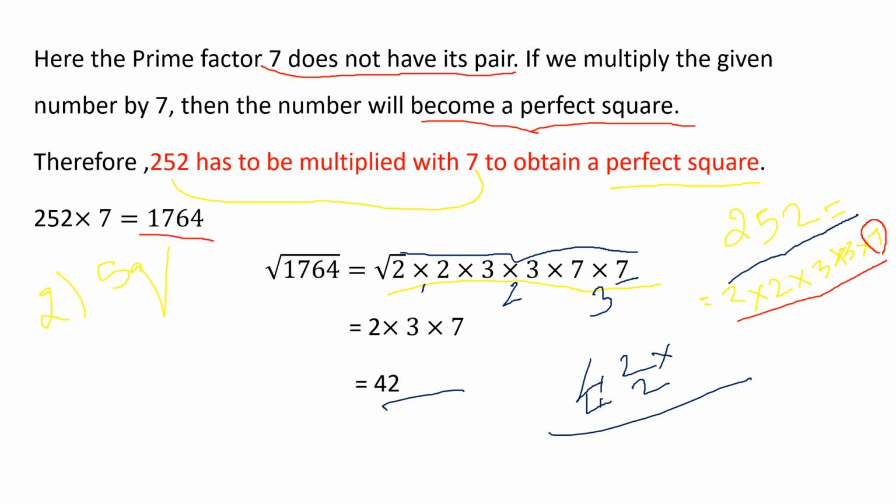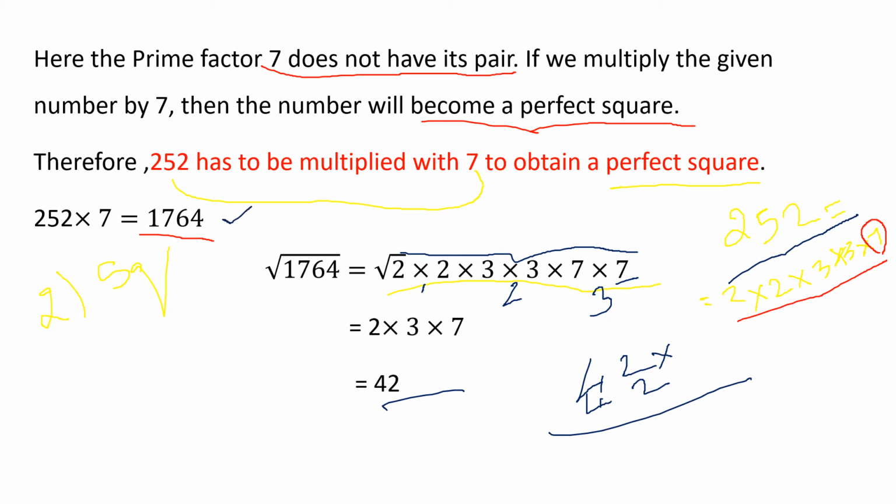252 equals the prime factorization. You'll be getting one answer. Write it down. Next, check how many pairs are there. If any number is left without a pair, it is not a perfect square. So you will get one number without a pair. With that number, multiply the given question. So you will be getting one answer.